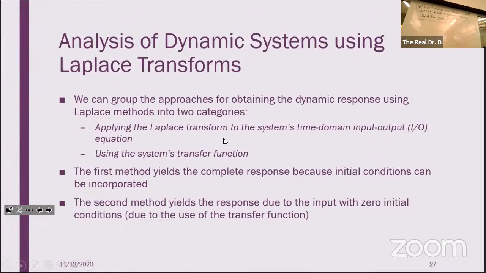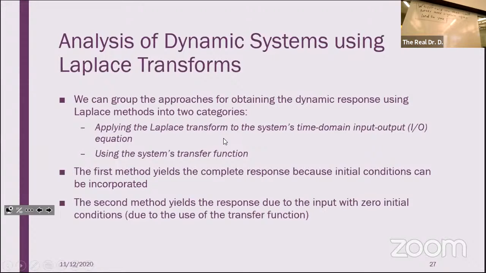So there's two things that we can do. I'm going to group this into two categories. There's two ways that we can solve systems using Laplace transforms. The first is to apply the Laplace transform to the system in the time domain, like we just did. We have this system, we know what the input is, we take the Laplace transform on both sides, we rewrite it, we solve for y of s. And that's fine. But the other way that we can do this is using a transfer function.